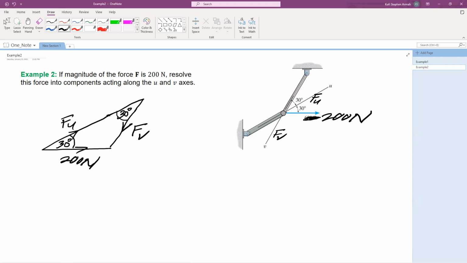Even if you extend this one here like this, and you extend this one here, this angle, I don't know whether I say alternating or corresponding angle, corresponding. So this is 30. So that is 30.